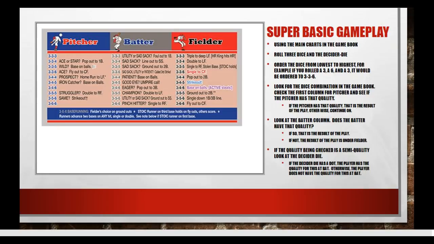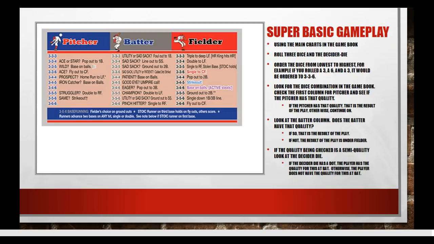So this is just a section of the main game charts, and the main game charts will be used for about 80 to 90% of the rolls in the game. And what you're going to do is roll 3 dice, and you're going to roll the decider die. You're going to take those 3 dice and order them from lowest to highest. So if you rolled a 3, a 6, and a 3, you'd get 3, 3, 6. If you rolled a 2, a 1, and a 4, you'd have 1, 2, 4.